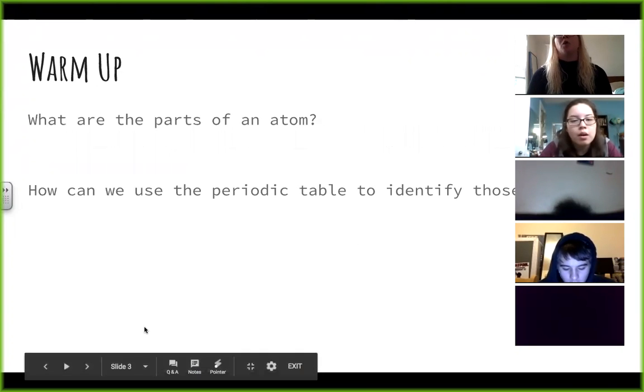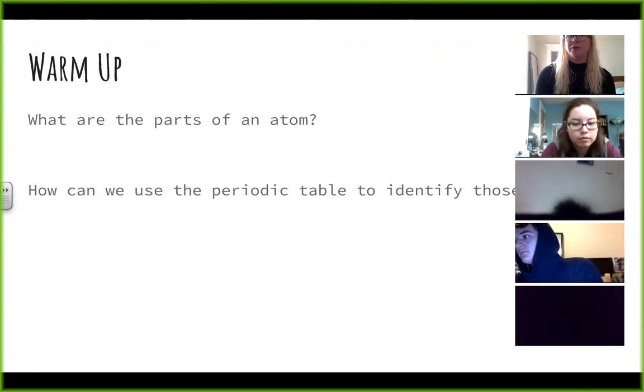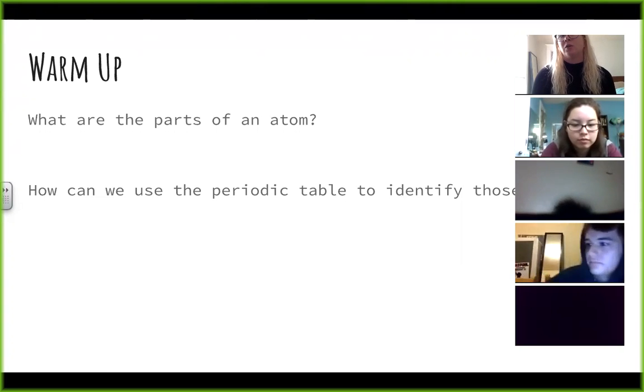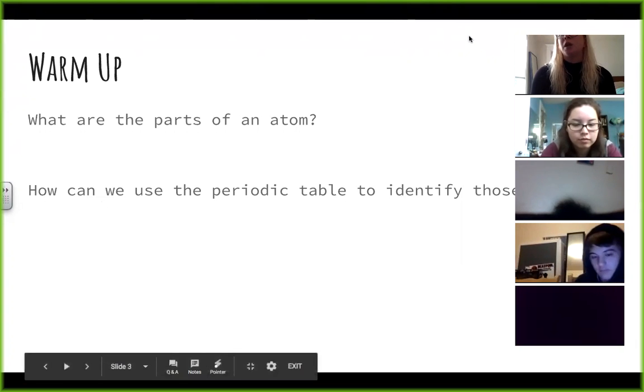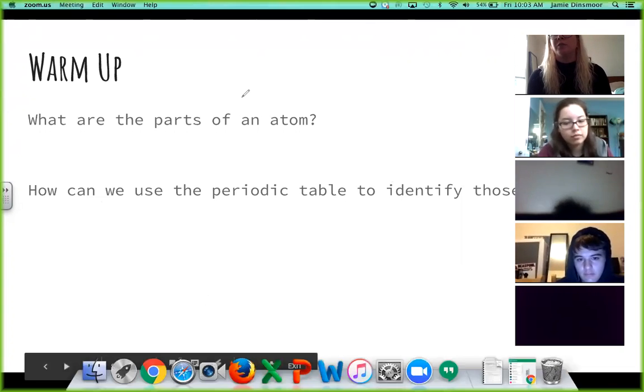So we're going to start off with this warm-up question. It's going to help us get mentally ready, but also give us some information that we're going to need in order to answer this. So what are the parts of an atom? There's three main parts. You don't need to go like subatomic particles here. And then how can we use the periodic table to identify those parts? So take a second to think about those. And if you want to pop your answers into the chat so we can start kind of putting this information together.